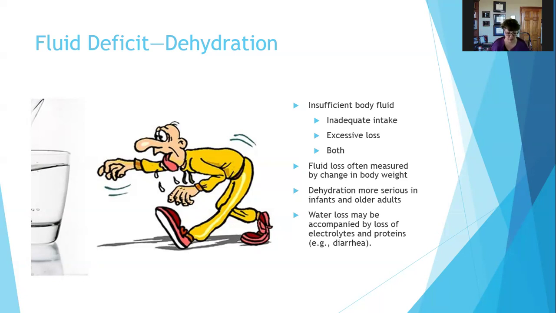Dehydration is more serious in infants and older adults because they don't have a good fluid reserve, and they also lack the ability to conserve fluid quickly. Infants tend to have more insensible losses, like perspiration from the skin, because they have a higher surface area to volume than adults do. And also, babies can't just say, "Oh, I'm thirsty," and go get a drink of water. The vascular component is really rapidly affected in an infant, so they can get hypovolemic pretty quickly, and then that affects their major organ systems.